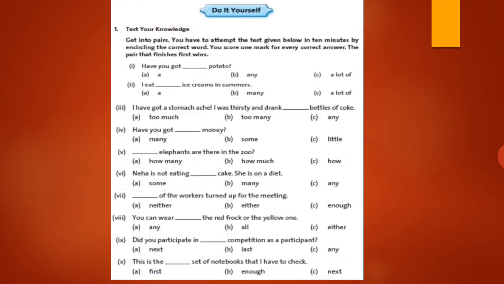Now a quiz is there for you. Test your knowledge. Get into pairs. You have to attempt the test given below in 10 minutes by encircling the correct word. Your score is 1 mark for every correct answer. The pair that finishes first wins. So let's find out the correct answers. How will you find out, or how will you use the correct answer to fill in the blanks?